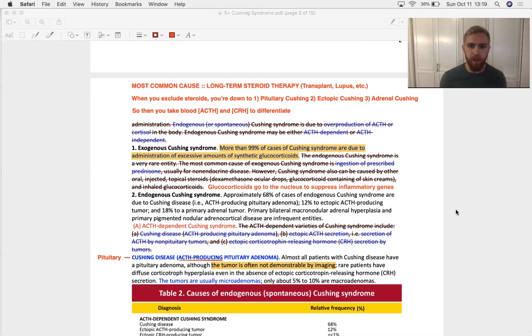Skin manifestations are very common because, as we said, skin cells are not going to be able to divide properly whenever there's a lot of cortisol around. And weight gain secondary to the high blood sugar. You get insulin along with that, and so you get this truncal obesity.